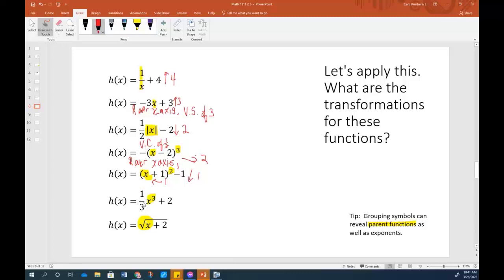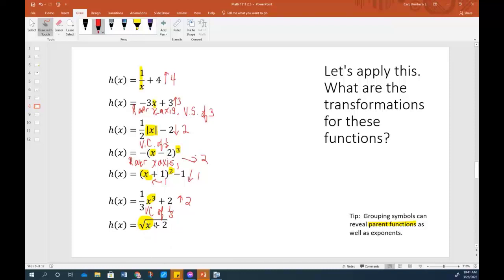Numbers that are multiplied are either stretches or compressions. Since this one is not grouped with the x, it's vertical. The vertical ones don't lie, so since it's smaller, it's a vertical compression. And then that factor is 1/3. The +2 means it has gone up 2 units.